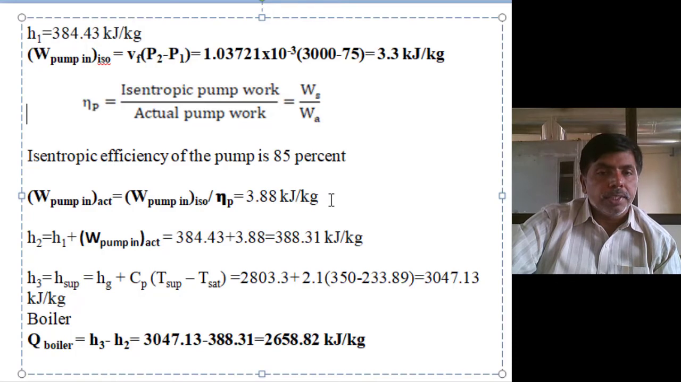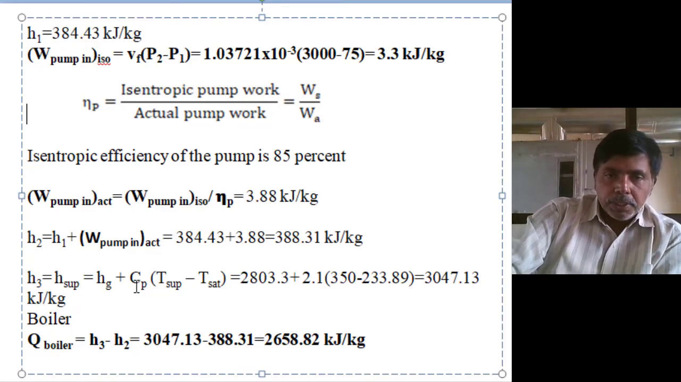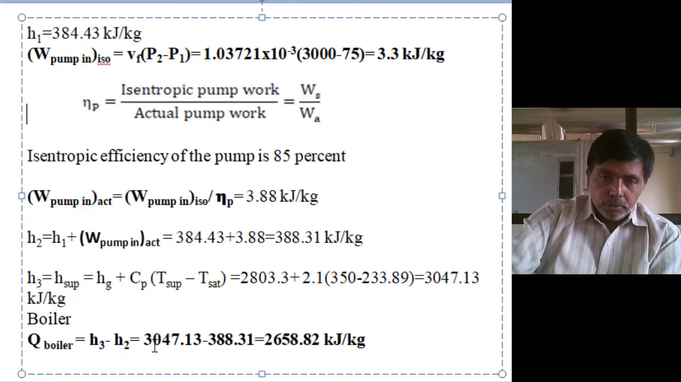kilojoules per kg. Okay. Then H2, the pump outlet enthalpy, equals inlet enthalpy plus pump work input. That's all. Work input is actual work input, 384.43 plus 3.88, 388.31 kilojoules per kg. Next, H3 means H superheat, boiler outlet, Hg plus Cp into T superheat minus T saturation. Then you will get the Hg value. Then boiler heat input, H3 minus H2, we will get 2658.8.